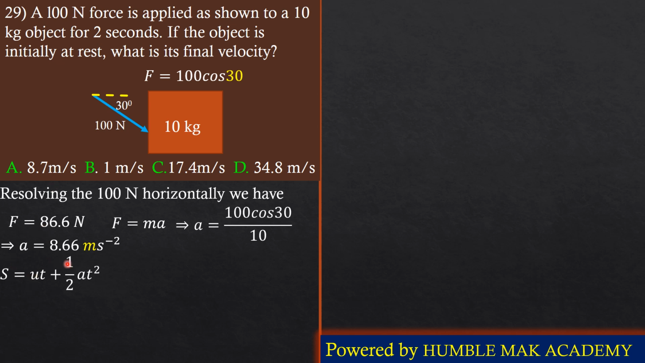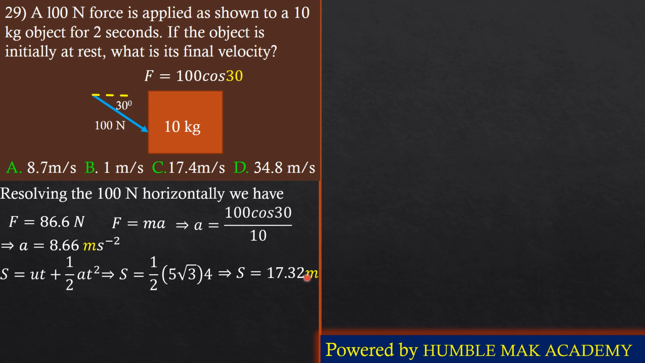So if we plug in everything, we are going to have our s to be 1/2 times our a, which is 8.66, but its exact value is 5 root 3. Then our t is 2 seconds, squaring that gives us 4. If we simplify, guys, we're going to have our s to be 17.32 meters.